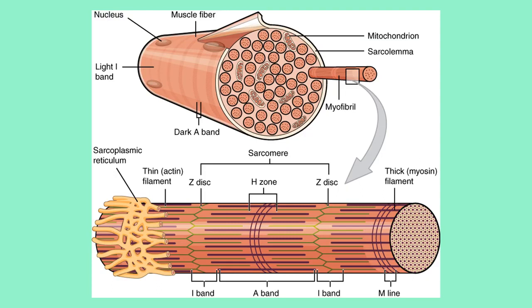A sarcomere, we just said that is the functional unit of the muscle. So what is that? That is this area that goes from halfway the light band to halfway to the next light band, which the light bands are the I. Think light has an I in it. Dark has an A. The word dark has an A in it, so that's the A band.